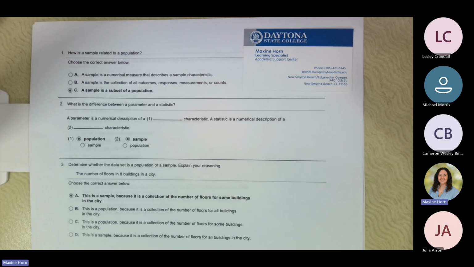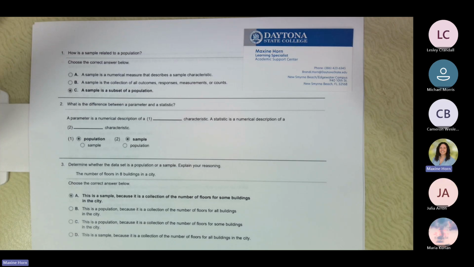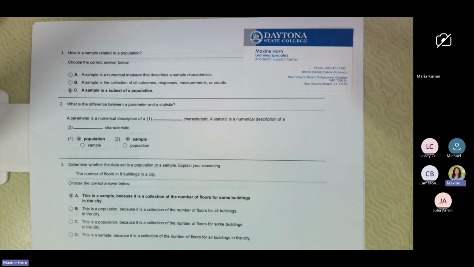So as I go through, if you have any questions, you can put them in the chat. I'll be looking at the chat throughout, or you can raise your hand. If you want to ask the question verbally, we can try and make that happen. Otherwise, you can just type the questions in the chat. Okay, let's go ahead and get started.